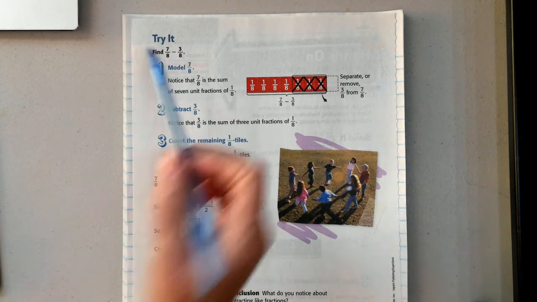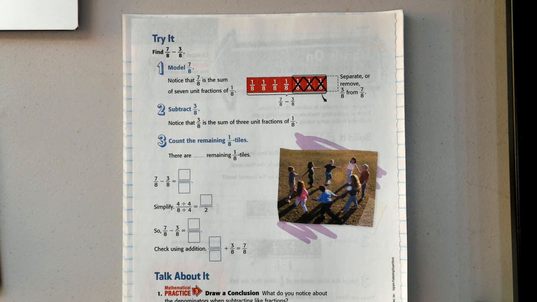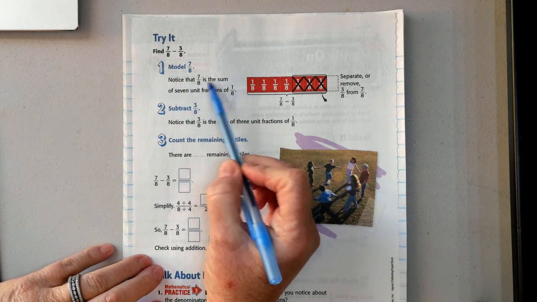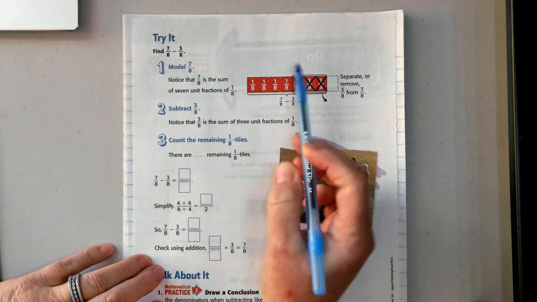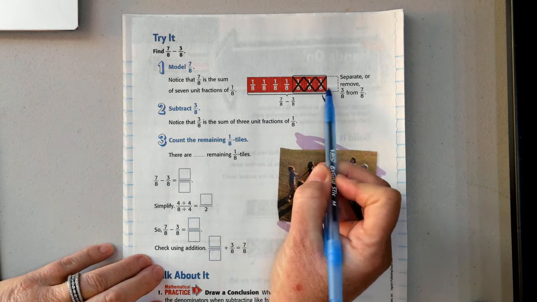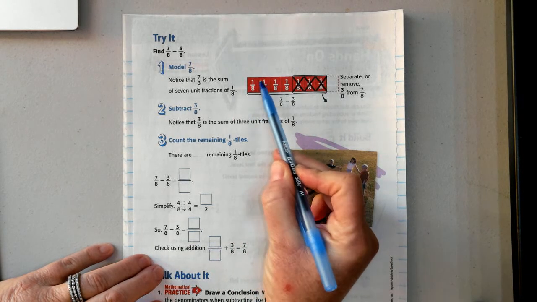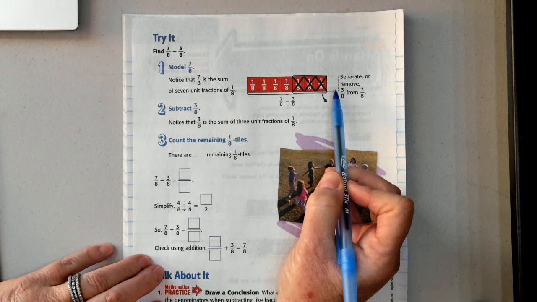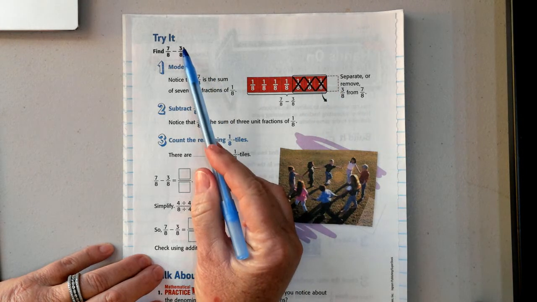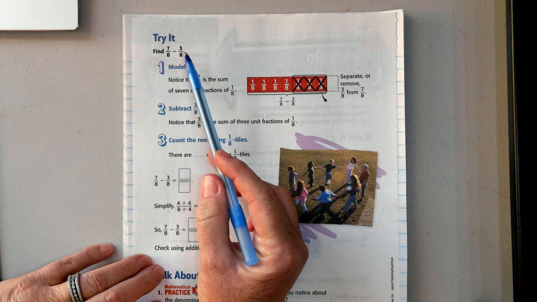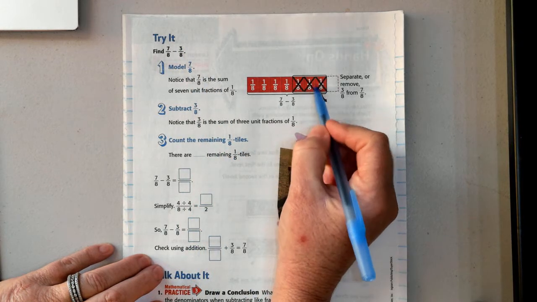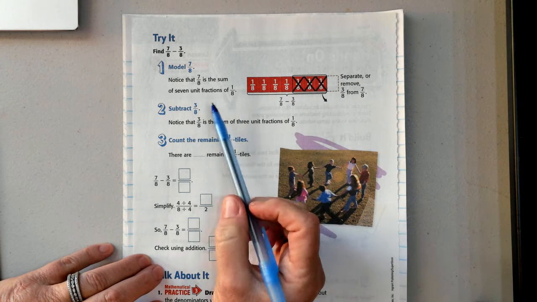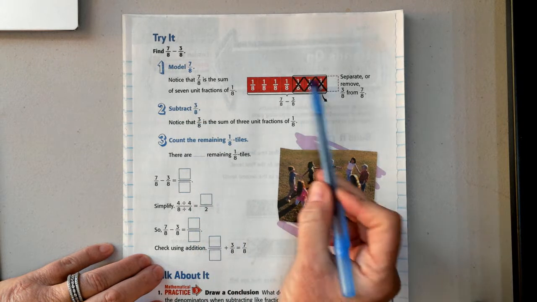Let's go here. Try 7/8 minus 3/8. We're going to model the 7/8. Notice that 7/8 is the sum of 7 unit fractions. So these are 7/8 right here, okay? But this is 1, 2, 3, 4, 5, 6, 7. These are each unit fractions. We need to take away, subtract, remove 3/8. So we're just simply going to cross those off right here. Okay? Can separate them, remove, cross them out. Okay, subtract 3/8, that's what we did.